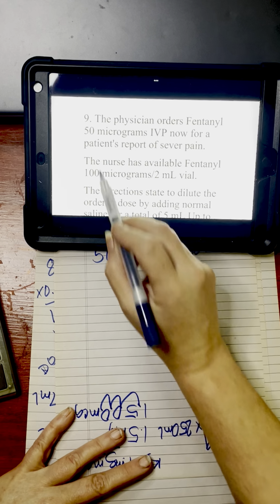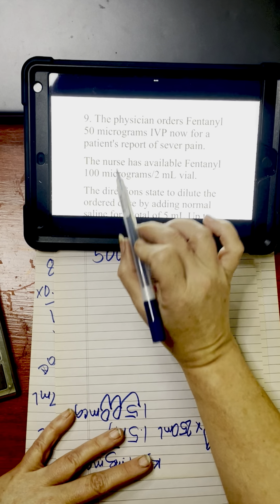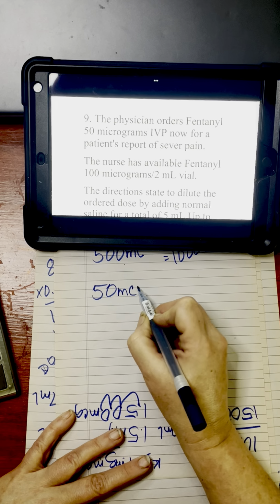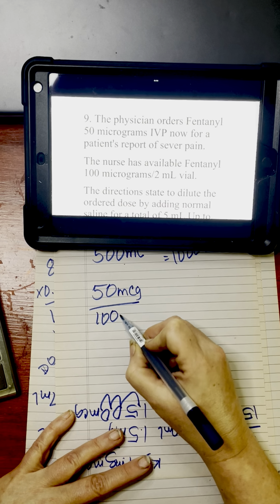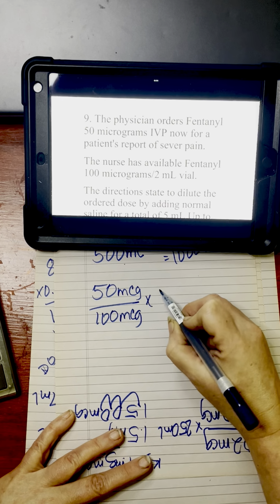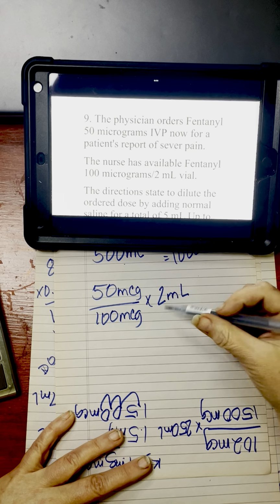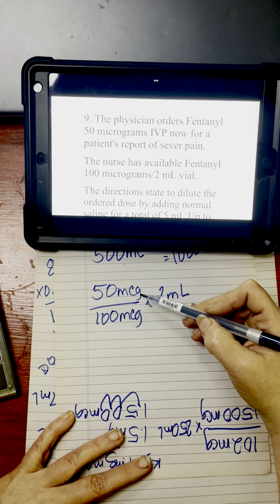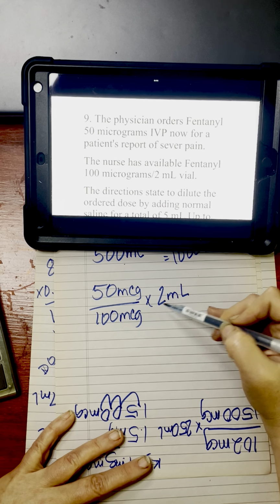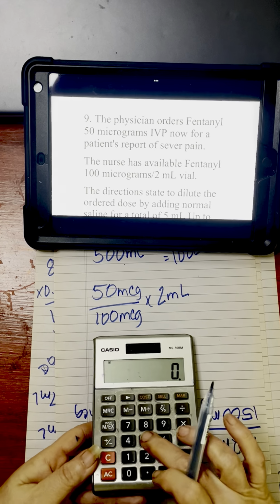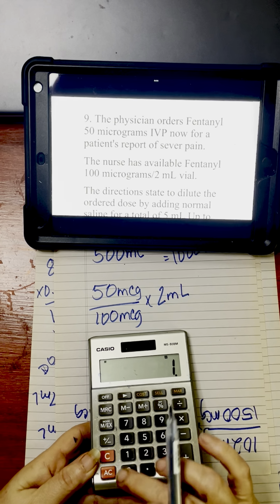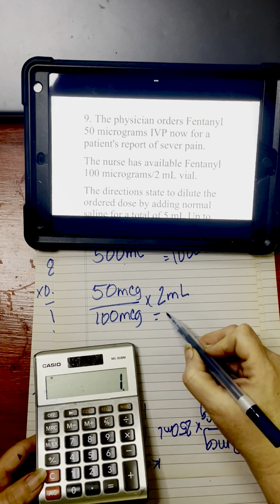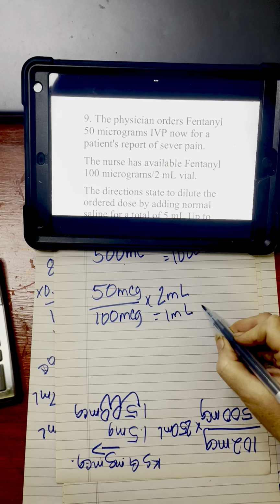So look here. What he wants them to get is 50 micrograms. What we have in our hand is 100. So let's do this math. 50 micrograms. What we have is 100 micrograms in 2 milliliters. And so we're going to do the math to find out how much of that medicine we got to pull out. This divided by that times 2, all right? 50 divided by 100 times 2 equals 1. So we're going to pull 1 milliliter of fentanyl out of the vial.